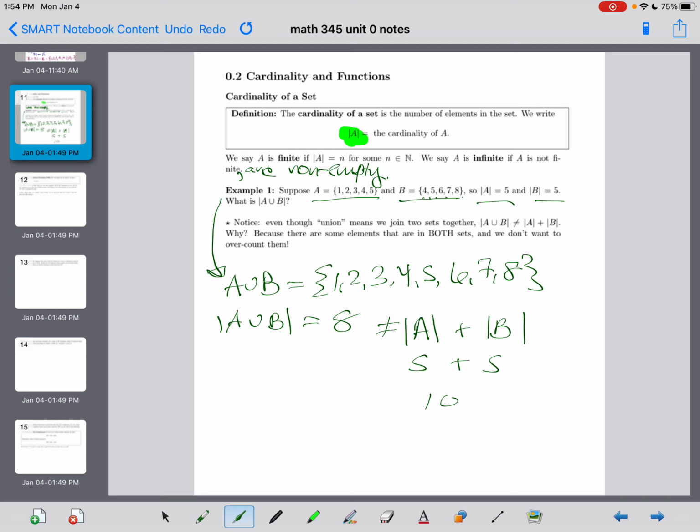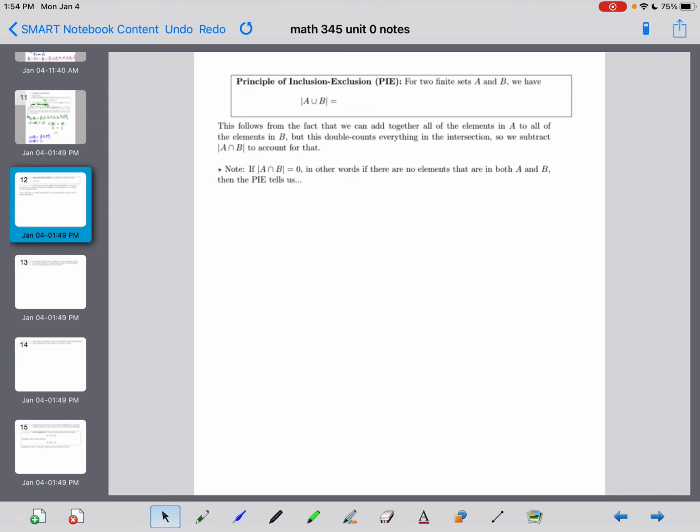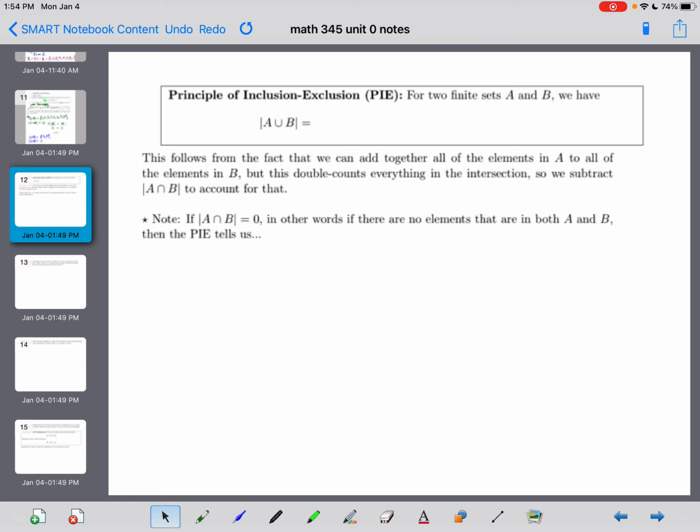Before we move on, it's maybe worth pointing out, we could also find the cardinality of the intersection. Remember, the intersection is the set of elements that are in both sets. So the only elements in both sets are 4 and 5, which means the cardinality of the intersection is going to be equal to 2. There's 2 elements that lie in both sets. Okay, well, if we want to try and find a formula for the cardinality of the union of two sets, we use something called the principle of inclusion-exclusion. So if A and B are finite sets, the principle of inclusion-exclusion tells us the cardinality of the union.